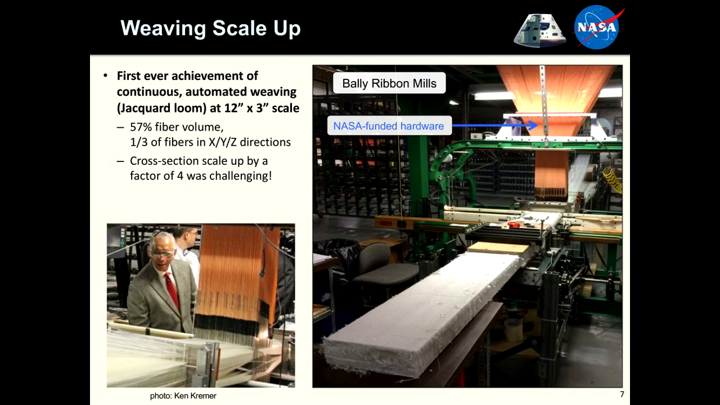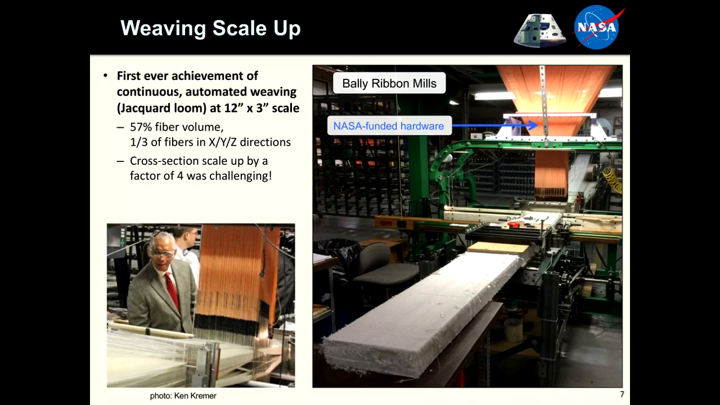We have a 57% fiber volume fraction, so that's close to the theoretical maximum, packing as much fiber in there to give us the most strength and structural robustness we can achieve. We have roughly a third of the fibers in each of the X, Y, and Z directions to try to give us somewhat symmetric properties in the material. And state of the art was a cross section of weaving that was about a factor of 4 less than what we ultimately achieved. So that was the big challenge in terms of weaving.